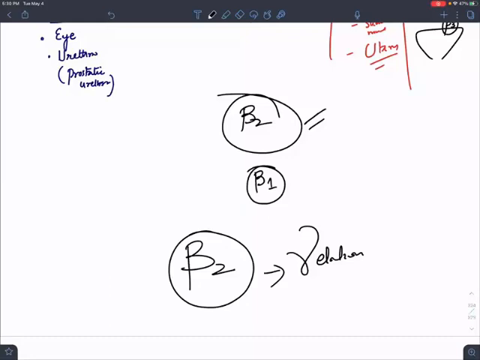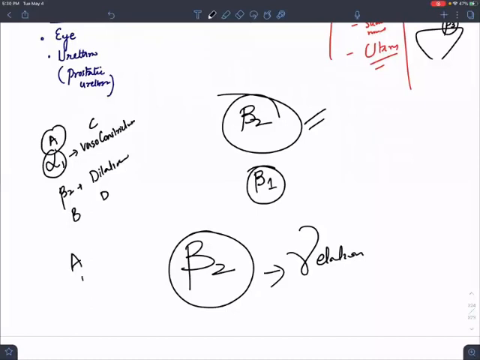Fine. So how to remember a blood vessel? We know alpha 1 causes vasoconstriction. And what is beta 2 doing? Dilation. So it becomes something like A, C, B, D. This is quite logical. Your brain can perceive it. Wherever there is alpha 1, there will be constriction. Wherever there is beta 1, beta 2, there will be dilatation.